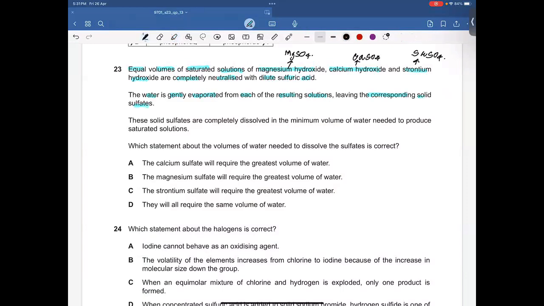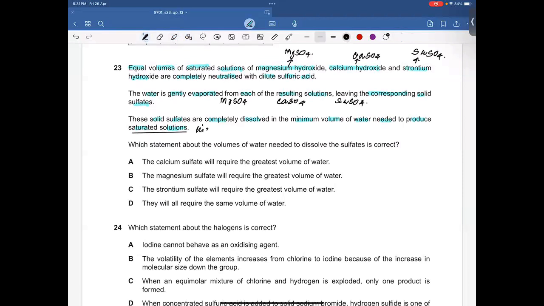So that means you are getting solid magnesium sulfate, calcium sulfate, and strontium sulfate. The solid sulfates are completely dissolved in the minimum volume of water needed to produce a saturated solution. Saturated solution, highly concentrated, or a solution of known concentration.